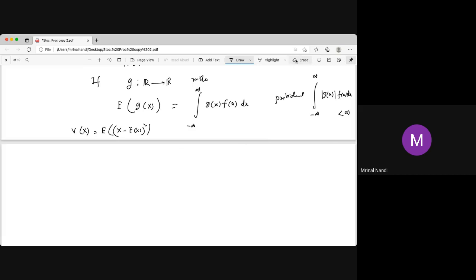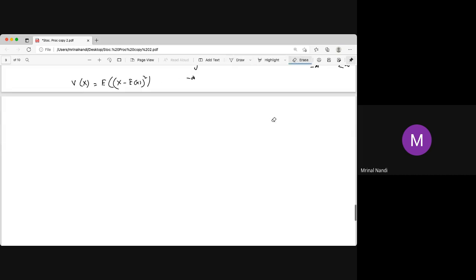But for a continuous random variable, there is a different problem. We need to know what is the meaning of this integration. This is basically an improper integral. This is not a proper integral; this is not a Riemann integral. This is called an improper integral.